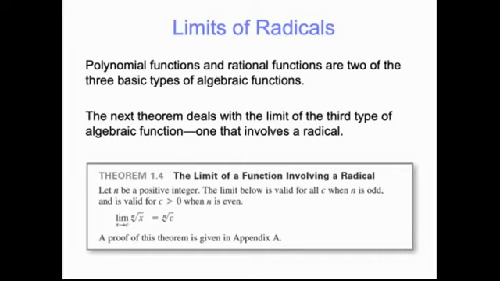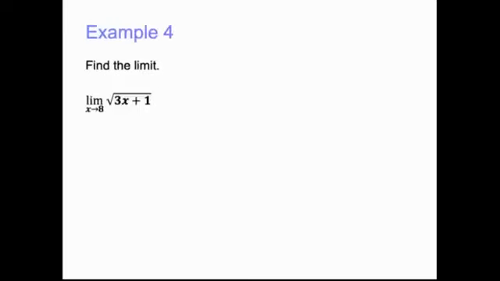So theorem 1.4 says to let n be a positive integer. The limit below is valid for all c when n is odd, and is valid for c greater than 0 when n is even. The limit as x approaches c of the nth root of x is equal to the nth root of c. Let's practice using theorem 1.4.